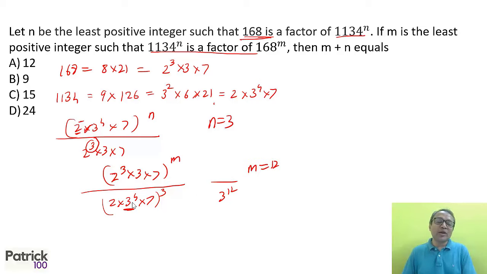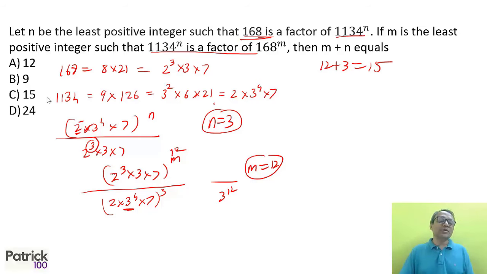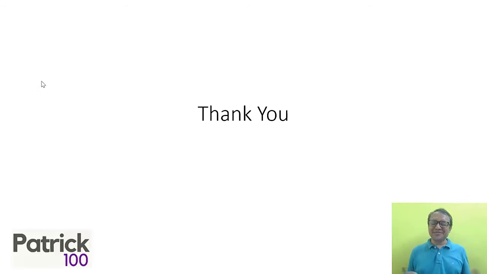The biggest denominator is 3 raised to 12. The numerator also requires 12 at least for m, so that 3 will get cut and the others will automatically get cut. So m is 12, and n is 3. I get 12 plus 3, and the answer will become 15, which is option C. That's the answer in this case. I hope this is clear. Thank you.